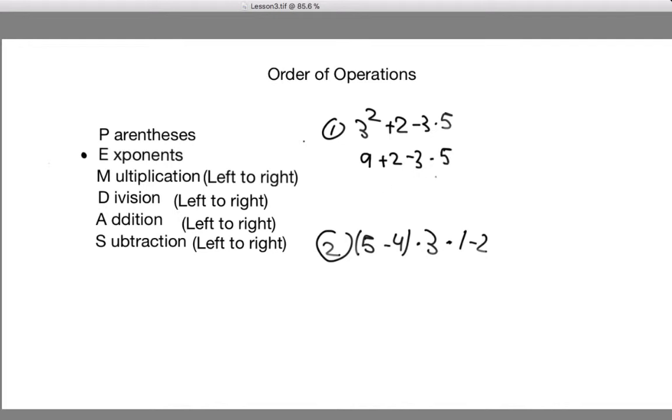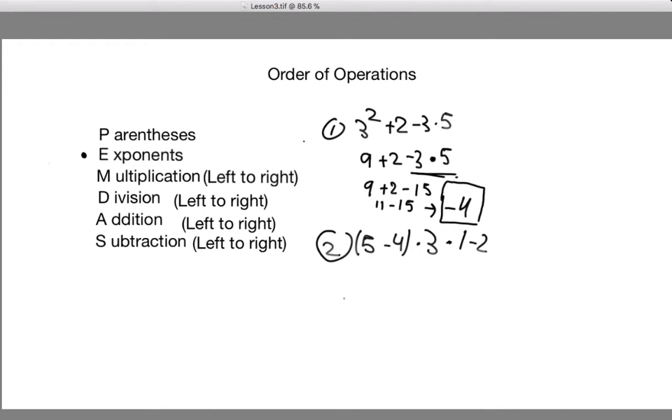Now next we see we have a negative 3 times 5 over here. We have a negative 3 times 5, and that is the multiplication. We're going to do that next. So we have 9 plus 2 minus 15. Now we're just going to add from left to right. 9 plus 2 is 11 minus 15. And our final answer is negative 4. Nice job to any of you that actually got that.